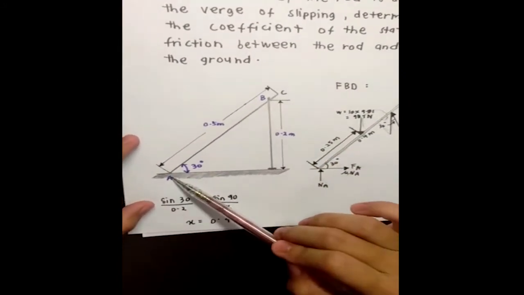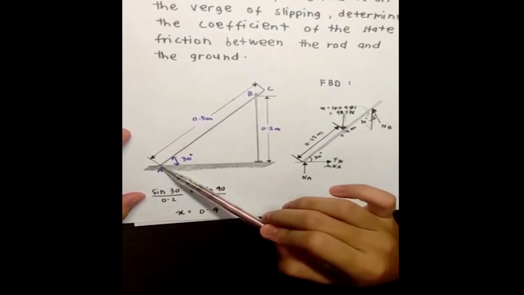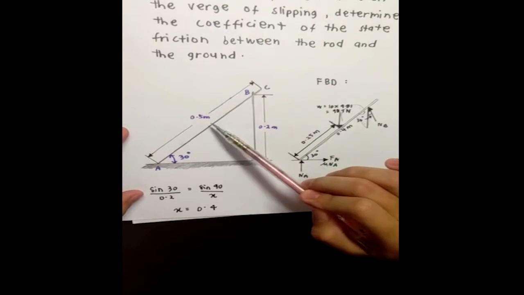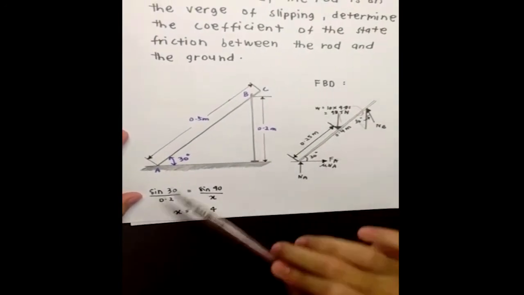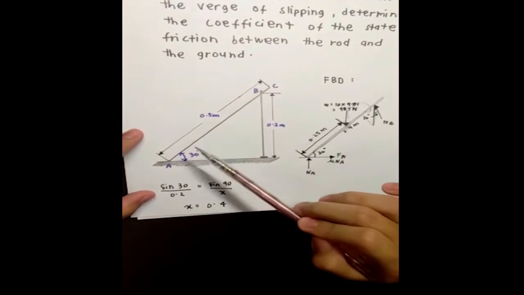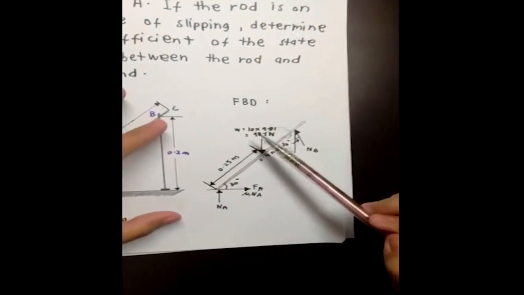You are given point A, point B, and point C. The distance from point A to point C is 0.5 meter. The distance from point B to the ground is 0.2 meter. Here is theta, 30 degrees between the rod and the ground. So let's proceed to the free body diagram of this question.